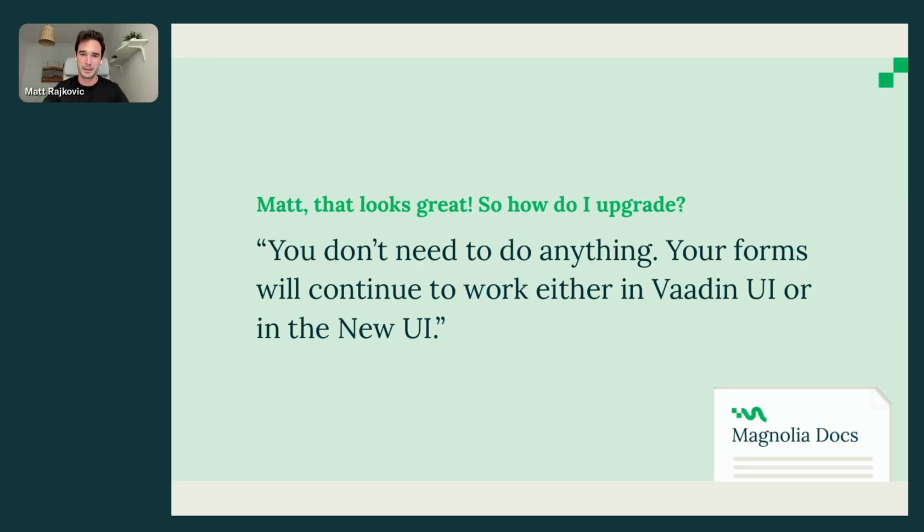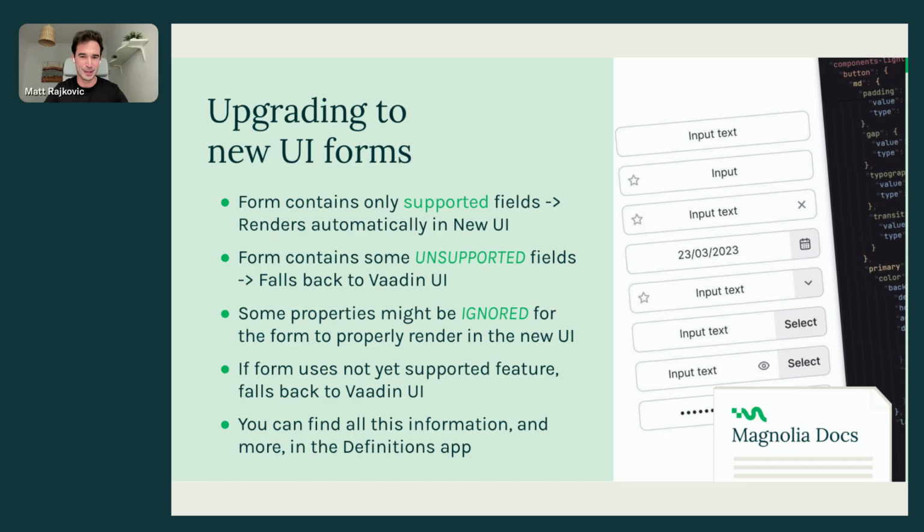Cool. So once you upgrade to Magnolia 6.4, you will see that if your form contains all the supported fields already, it will simply render in the new UI automatically. There's nothing else that you need to do. If there are still some unsupported fields, which would be coming in further releases, or maybe some custom fields and so on, the form will automatically fall back to Vaadin so that the form still works. They will always continue to work whatever happens, be it on new UI or in Vaadin.